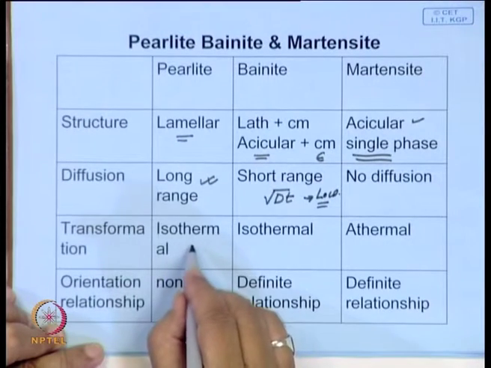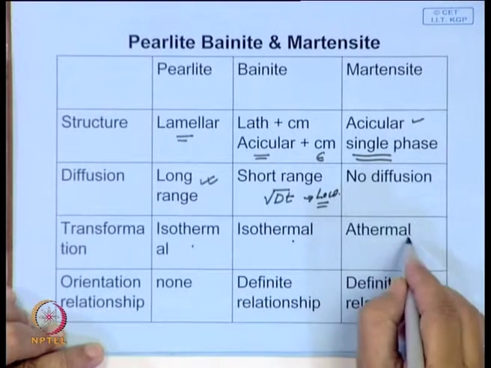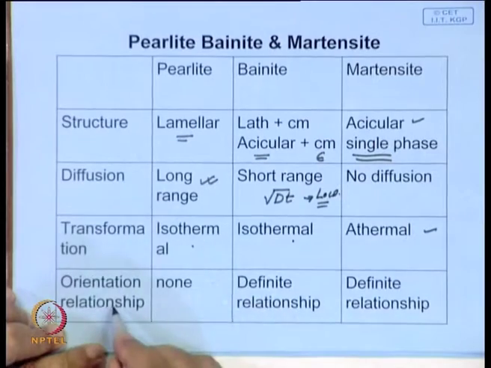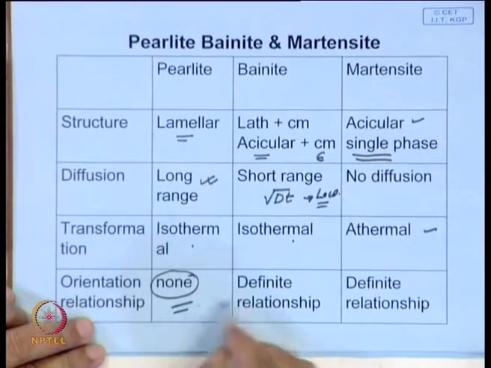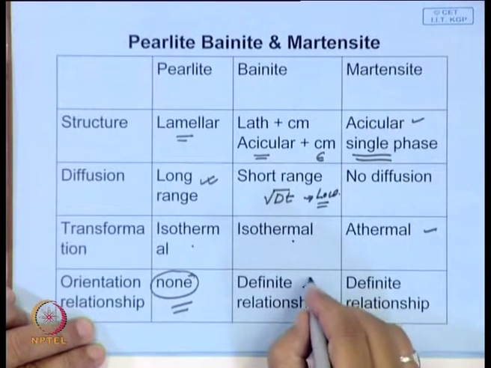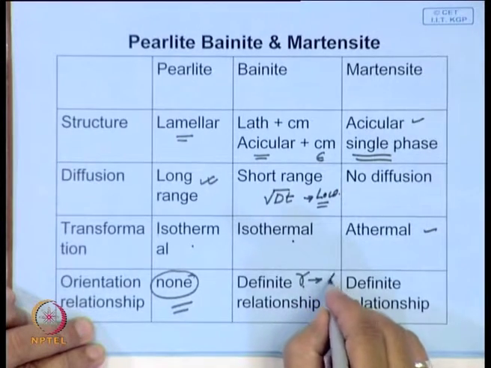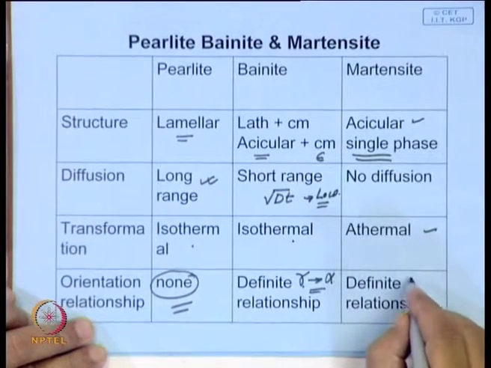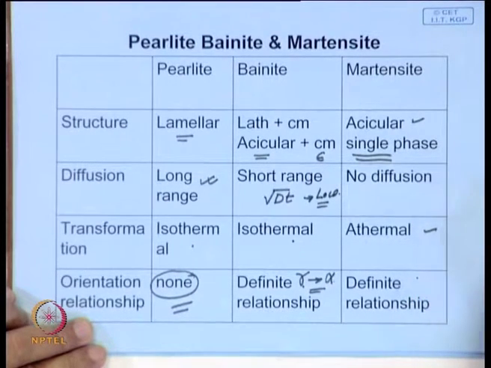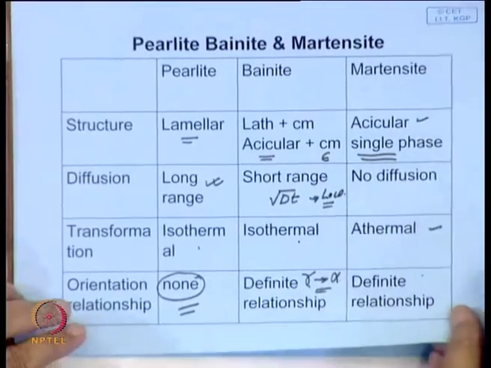Transformation characteristic: pearlite is isothermal, bainite is isothermal, martensite is athermal. Orientation relationship: in pearlite there is none, whereas in bainite there is a definite orientation relationship between austenite and the ferrite lath that forms. In martensite also there is a definite orientation relationship. You have one kind of orientation relationship in lath martensite, and another kind in acicular or plate martensite.